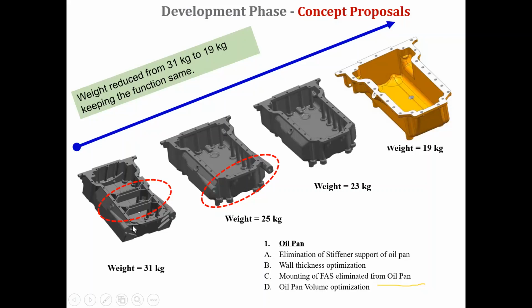What's the function of this oil pan? The oil pan is to support weight, right? So these sort of ideas include eliminating the stiffness support of the oil pan, and the wall thickness gets optimized. Then even the volume, I told you, some 30% volume reduction, right? So put together, you are going to get almost 12 kg weight reduction for this oil pan. Almost good cost, good weight reduction, right?